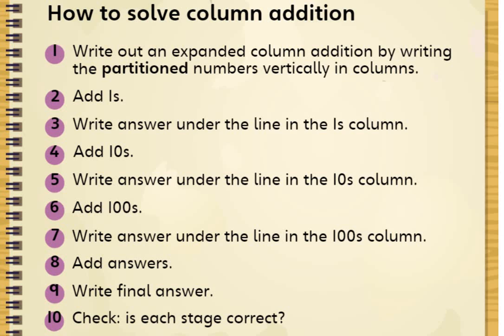To solve the column addition, we need to follow a few steps. Step 1: Write out an expanded column addition by writing the partition numbers vertically in columns. Step 2: Then add ones. Step 3: Write the answer under the line in the ones column. Step 4: Add tens. Step 5: Write the answer under the line in the tens column.